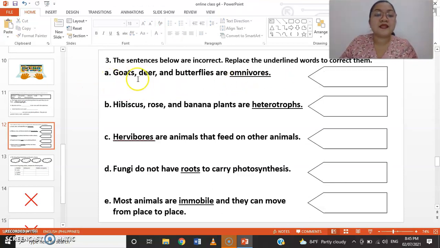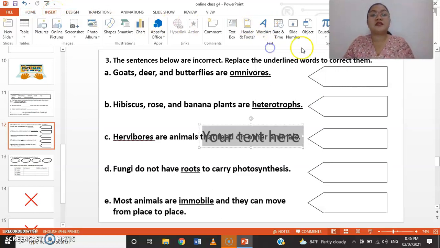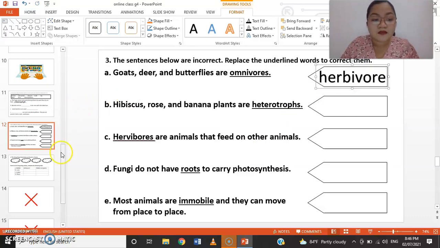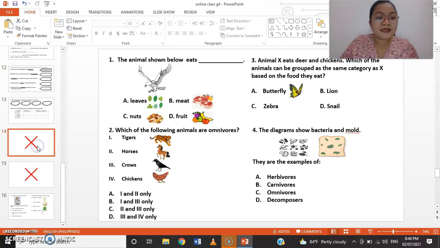For example, letter A: goat, deer, and butterfly are omnivores. Again, when we say omnivores, these are animals that eat plants and meat. So what do goat, deer, and butterfly eat? Very good. They eat plants. So omnivore is not correct. You're going to change it. Omnivore is not the correct answer, right? So you're going to write the correct answer, which is herbivore. Very good. Goat, deer, and butterfly are herbivores. Good job. Okay, next.